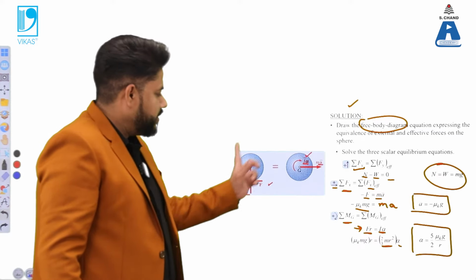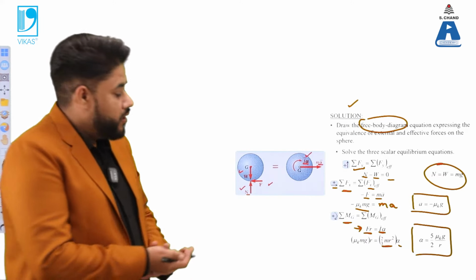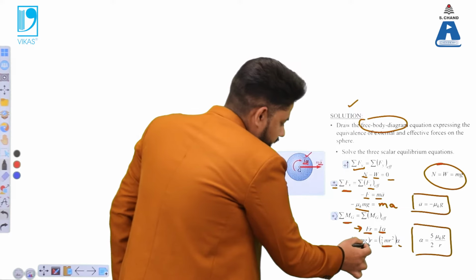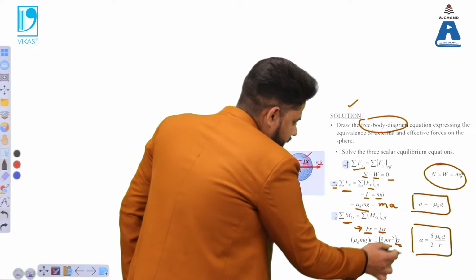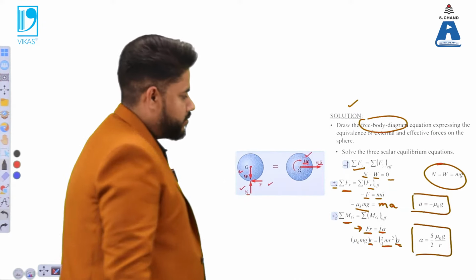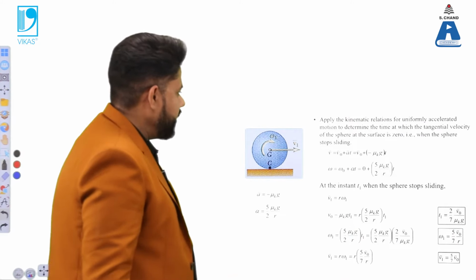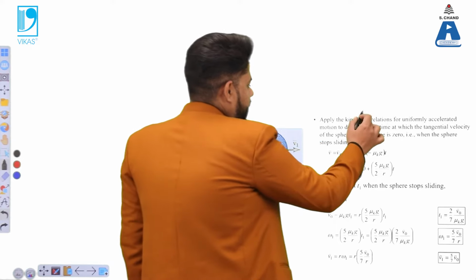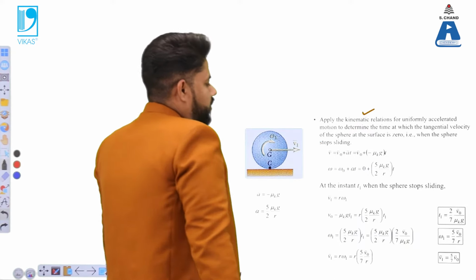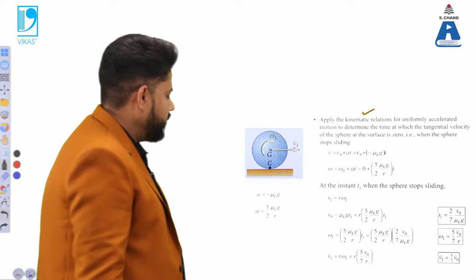So force into that distance with which it moves. Force into that distance that we have assumed as r, and this alpha indicates the angular acceleration. So we got these three things, and additionally we have to apply those kinematic relationships in order to find out the velocity and that angular acceleration.